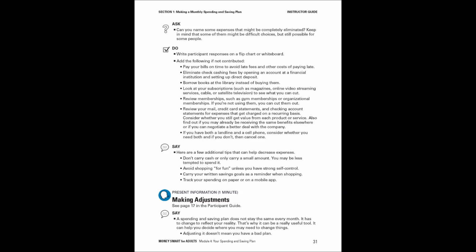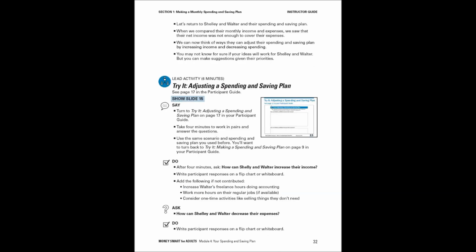Next, making adjustments. Now, this is going to be on page 17 in the participant guide, and this is about how a spending and saving plan does not stay the same every month. So this is your opportunity to let participants know that this is going to actually need attention more than just one time. They're going to have to look at what's changing in their circumstances, what's changing around their income, their expenses, and how they can make adjustments to their plan.